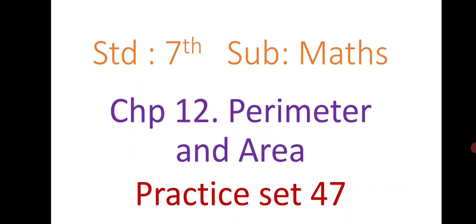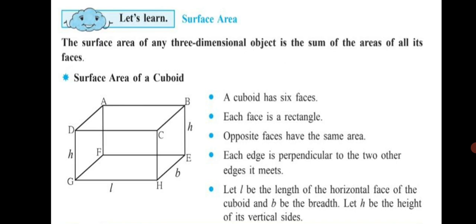Standard 7th, Subject Maths, Chapter 12, Perimeter and Area. Practice set 47. Dear students, in the previous practice set, you learned a new formula, that is area of a triangle is equal to half into base into height. Now, in this practice set, you are going to learn about surface area. So let's learn surface area.